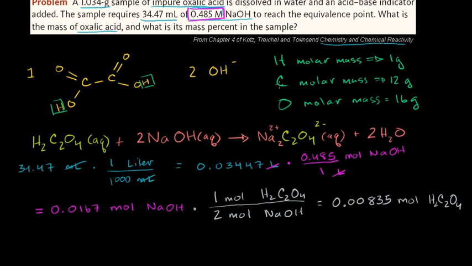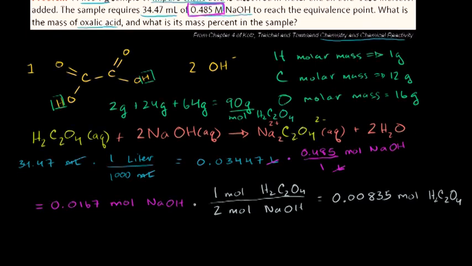Well, we have 2 hydrogens, so that's going to be 2 grams, 2 times 1 gram. We have 2 carbons, so it's going to be plus 24 grams, 12 grams for each of these carbons. And then we have 4 oxygens that weigh in, if we have a mole of them, at 16 grams each. So that's going to be plus 64. 24 plus 64 is 88, and 88 plus 2 more is 90 grams. So if you had a mole of oxalic acid, it would be 90 grams. So we could say 90 grams per mole of H2C2O4.